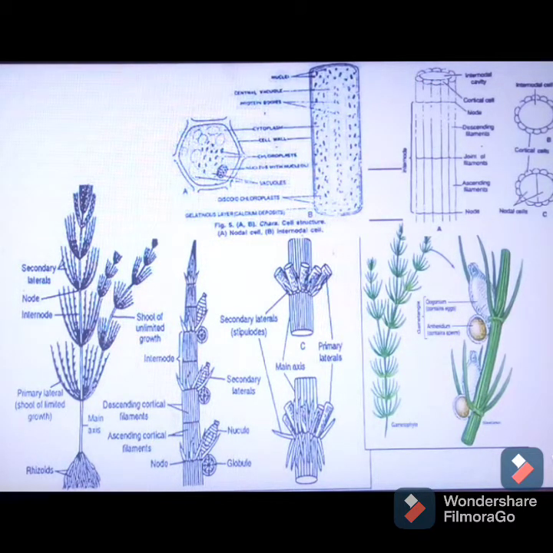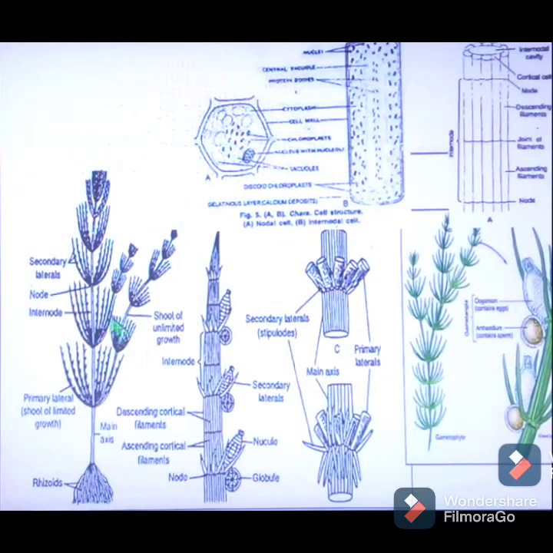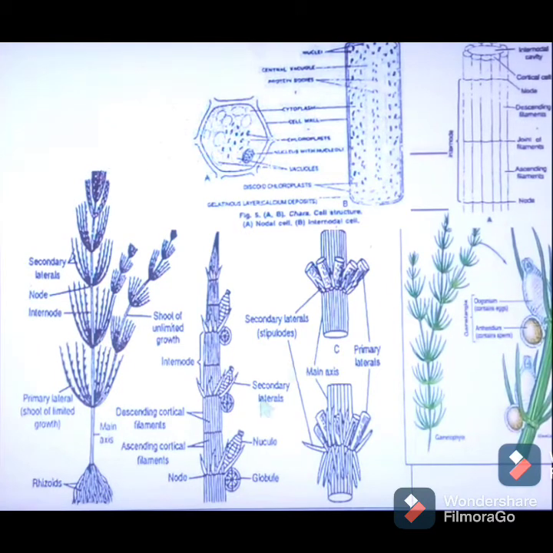And there are three types of appendages which arise from the node, from the nodal cell. Let us take a look at this figure here. You can see in the node these branches which arise on the node. They are the primary lateral, or they are referred to as the shoot of limited growth. Why? Because they will stop growing after forming about 5 to 15 nodes and internodes.